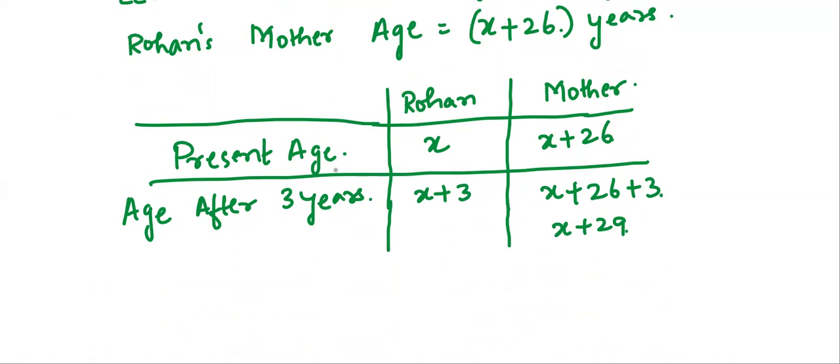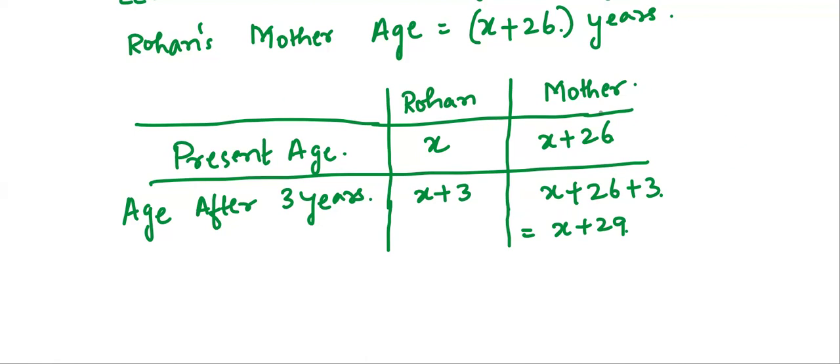One more time I want to explain. Rohan's age will be x, and Rohan's mother's age will be x plus 26. Now, what is the age after 3 years? After 3 years, his age will increase by 3 more years, so that will be x plus 3. For his mom, you have to add 3 to her age, x plus 26. So x plus 26 plus 3, which is nothing but x plus 29.